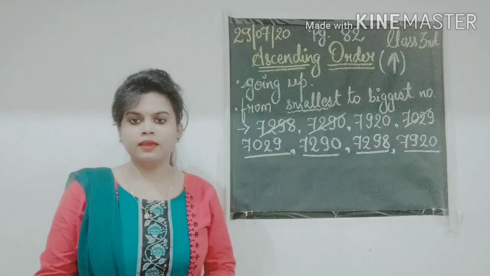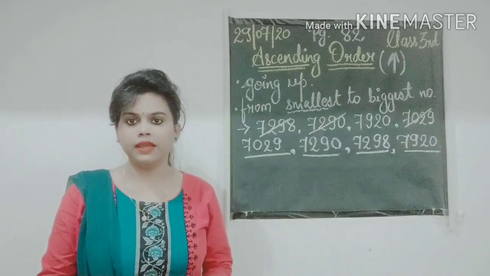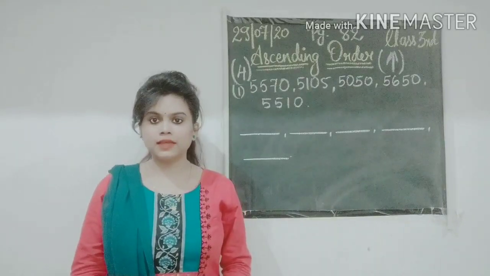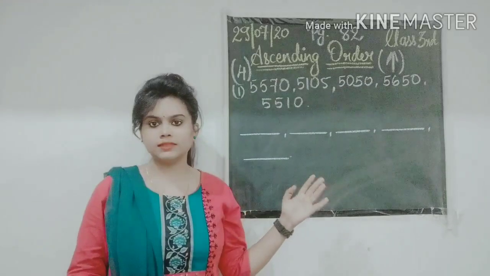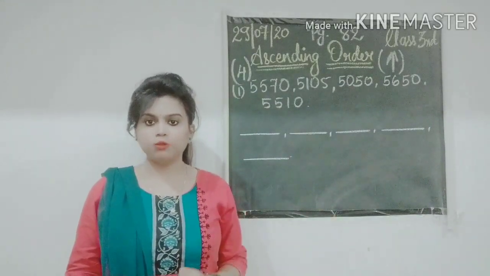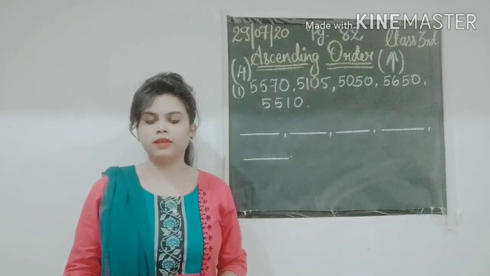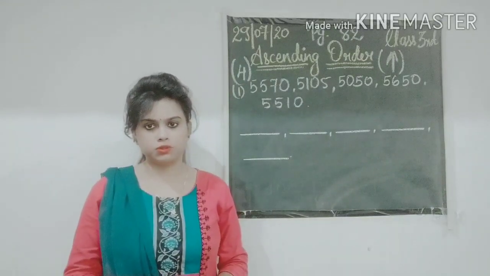Understood? Now we will do exercise questions, which is given in your page number 82. Now see exercise question number 4. Arrange the following numbers in ascending order. This question is given in your textbook. There are 3 questions given in your textbook. I am solving the first question and you have to solve the rest 2 questions.